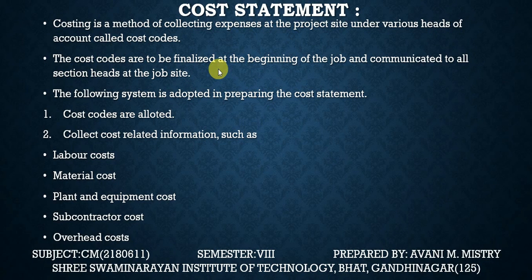We decide which cost codes to use at the beginning of the job and communicate them to all the section heads at the job site. Whoever is working on the job site related to the project must be told the cost code. The following system is adopted in preparing the cost statement. Cost codes are allotted. Collect the cost related information such as labor cost, material cost, plant equipment cost, subcontractor cost, overhead cost.